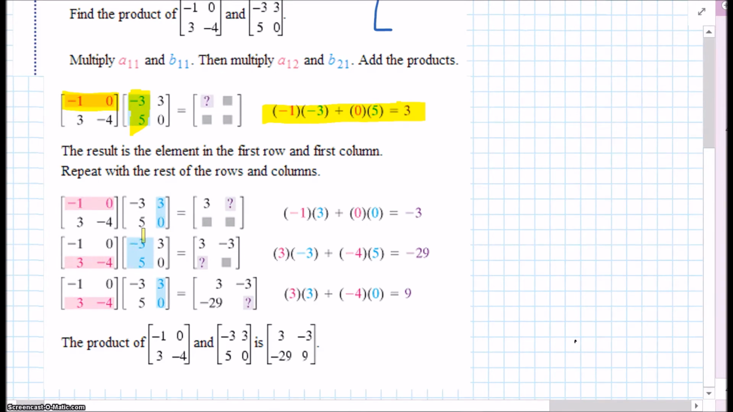Go second row, first column, and then sum them up. And then second row, last column, and then sum them up. Okay, we're going to do some examples to make sure it makes sense, and then we'll go from there.